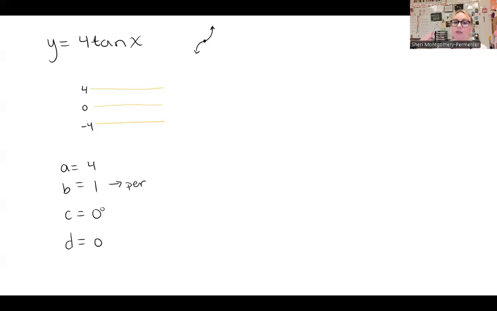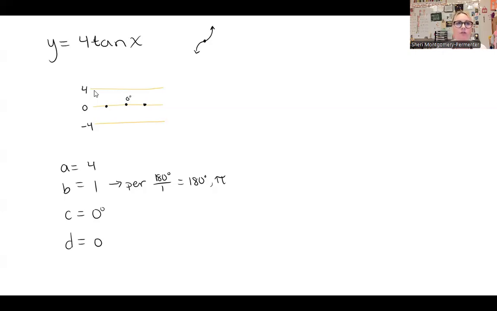It's always 2 pi divided by B, but for a tangent, the period is 180, it's half. So you do 180 or pi divided by 1, so it's 180 or pi. So I'm going to put my 3 dots for tangent. And C is the start. So C tells me I'm going to start at 0 degrees right in the middle.